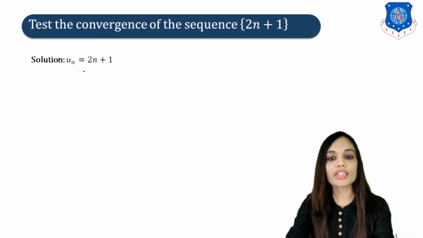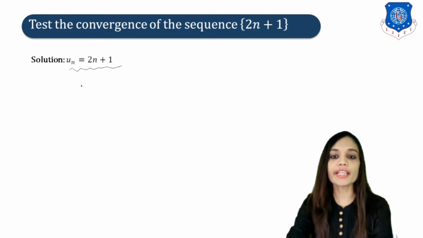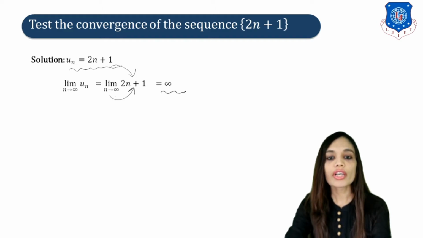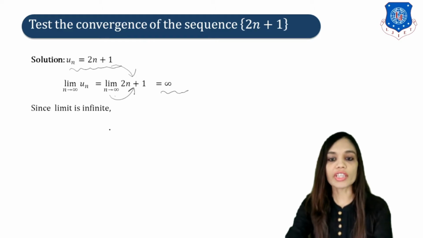So let us begin with its solution. So here u_n is equal to 2n + 1. So again we will find the limit of u_n as n tends to infinity. So limit n tends to infinity u_n will be equal to limit n tends to infinity, put the value of u_n, that is 2n + 1. Now if you put n tends to infinity, our limit will go to infinity. Therefore, we can say that the given sequence is divergent.